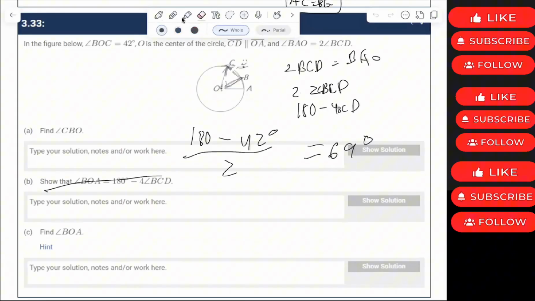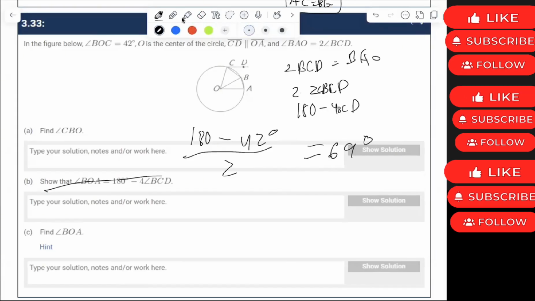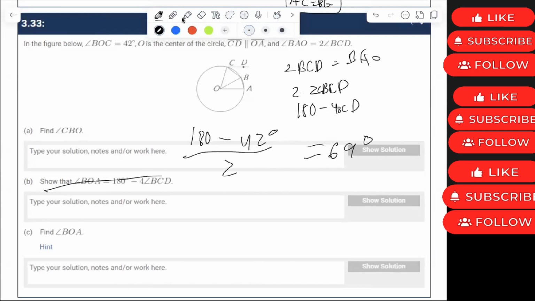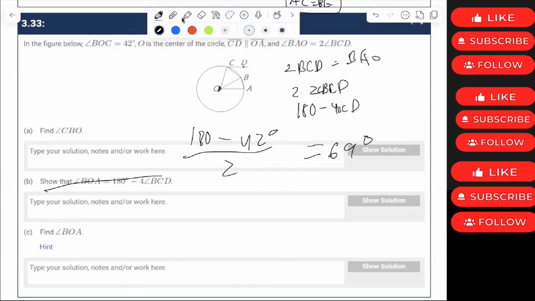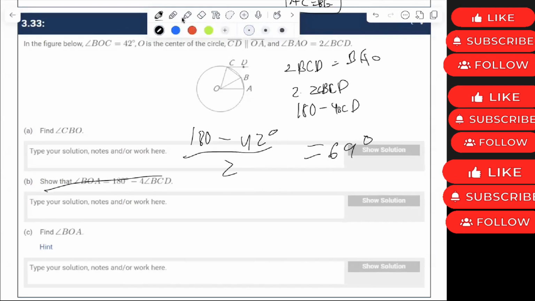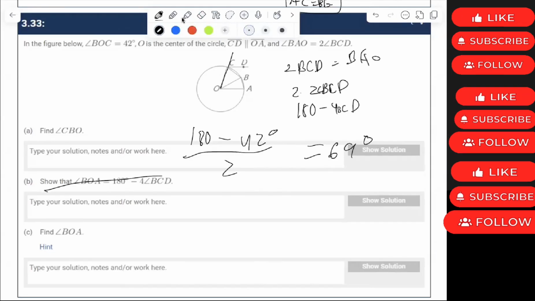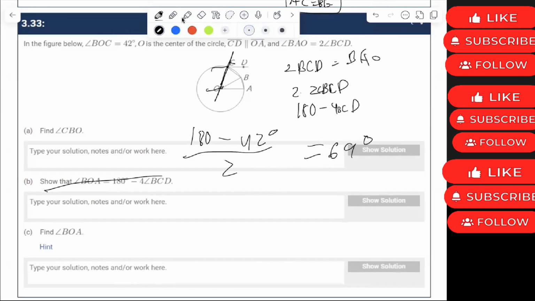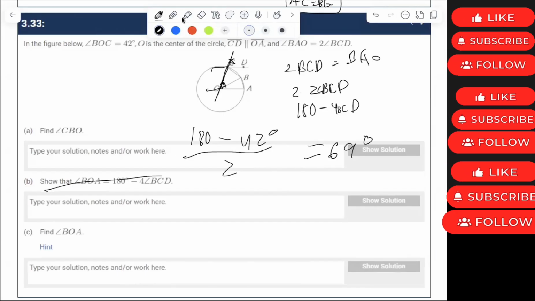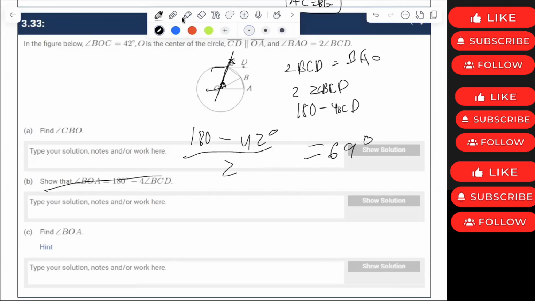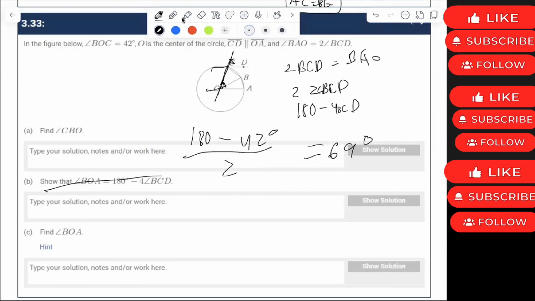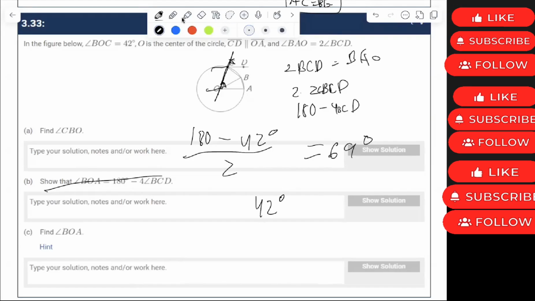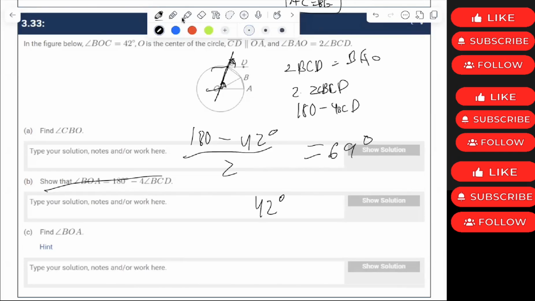Let's clear things up. CD is parallel to OA, so what does that show? We can draw this line and extend these lines. Now this angle will be equal to this angle. We know from before that BOC is 42 degrees, and we know these two angles are the same.